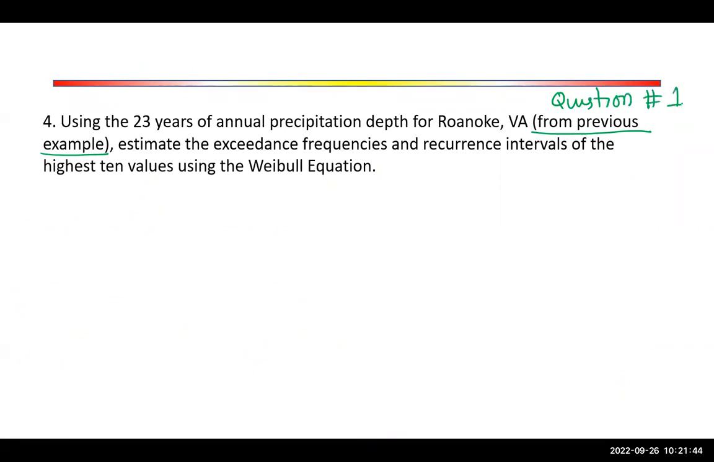Okay, so it says that using the 23 years of annual precipitation depth for one of Virginia, estimate the exceedance frequencies and the recurrence intervals of the highest 10 values using the Weibull equation. Okay, so the recurrence interval is T, exceedance frequency is P. Now, the thing is, you need to find highest 10 values. Okay, and you have 23 years of annual precipitation, so that is actually the N.